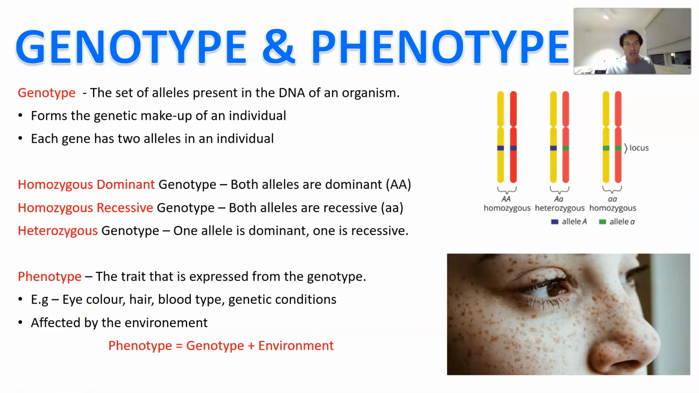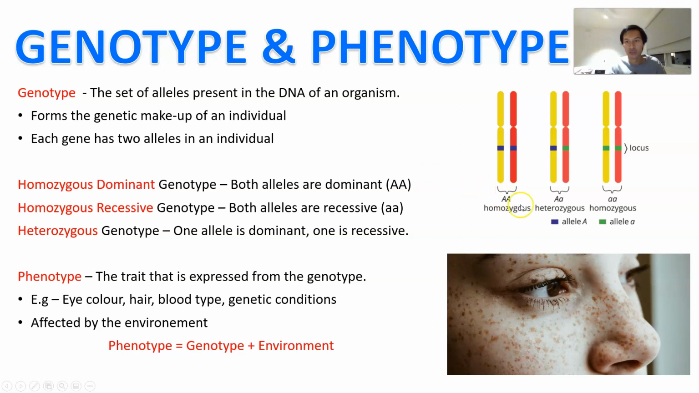Now, when we talk about genes, we also have to talk about genotype and phenotype, okay? The terms can be quite confusing, but in general, when we are talking about the genotype, we are talking about the set of alleles present in the DNA of an organism, right? That is going to form the genetic makeup of the individual. And each gene has 2 alleles, which make up the genotype, right? So because of the gene having a particular trait, capital A is going to be a form of genotype, right? Because that is what you would have in your body.